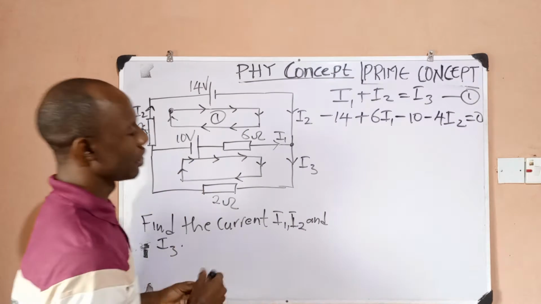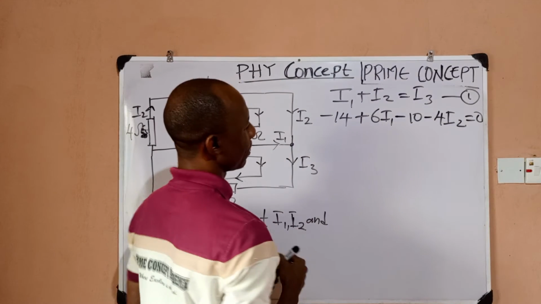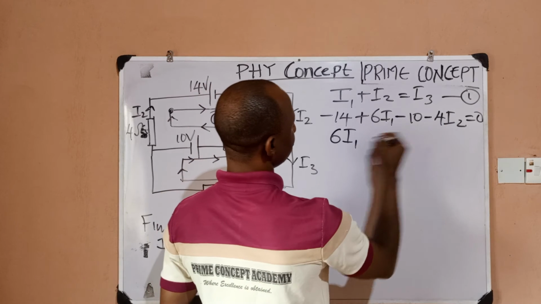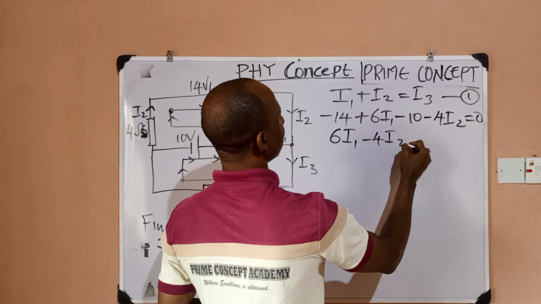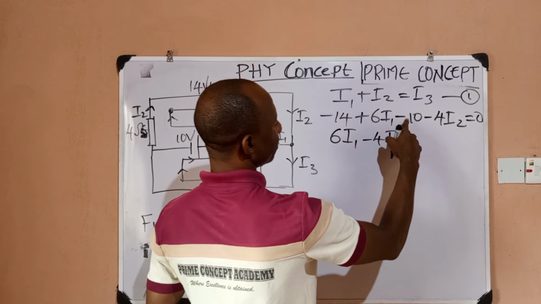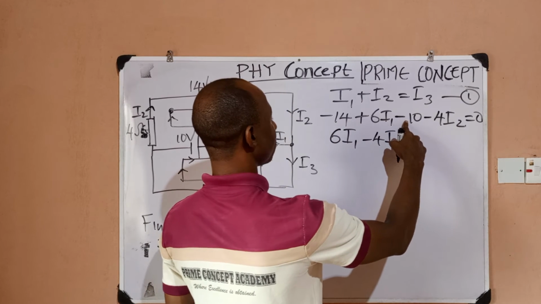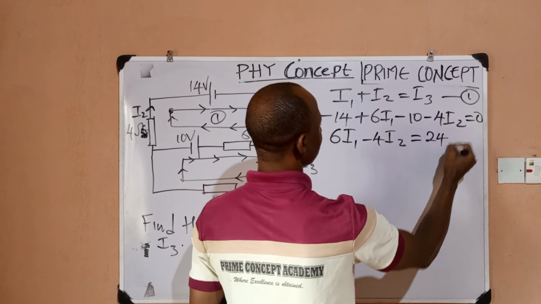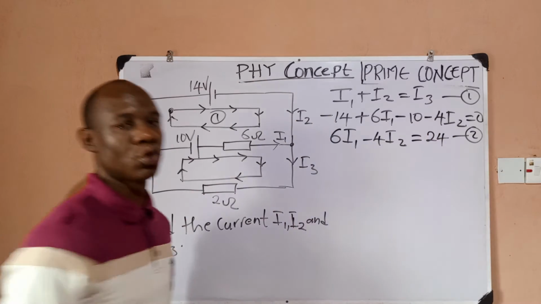Now, if I rearrange this equation, let's put I1 first. I have 6 I1, then minus 4 I2, and minus 14 minus 10 is what? Minus 24. So when I move it to the other side of the equation, it becomes plus 24. So this is equation 2.